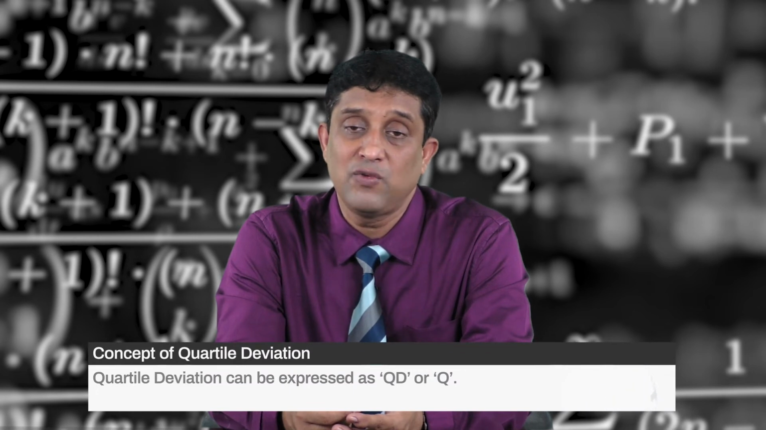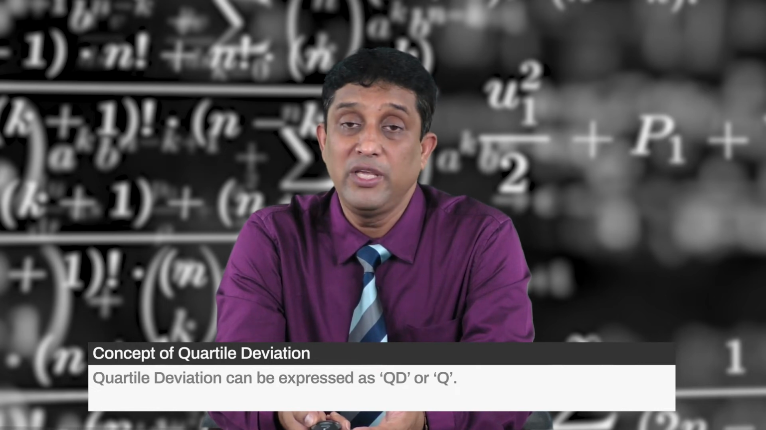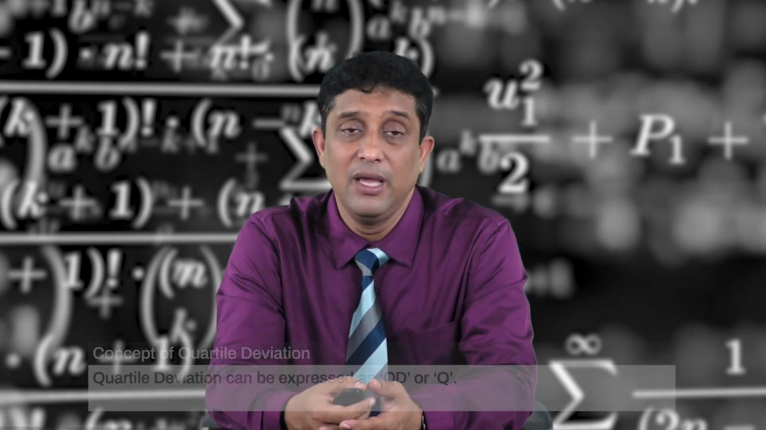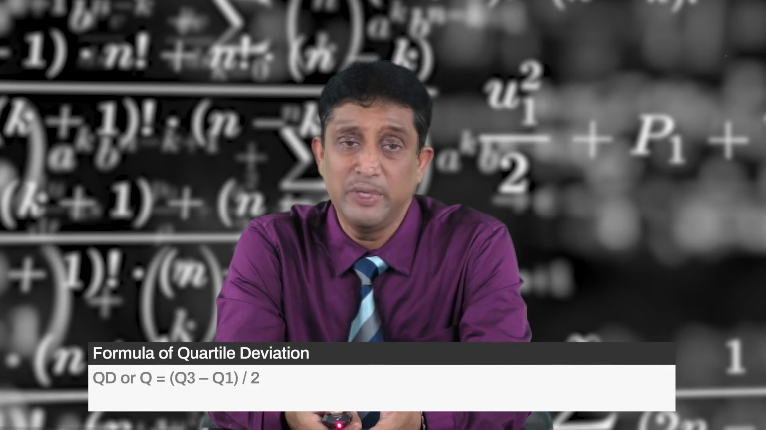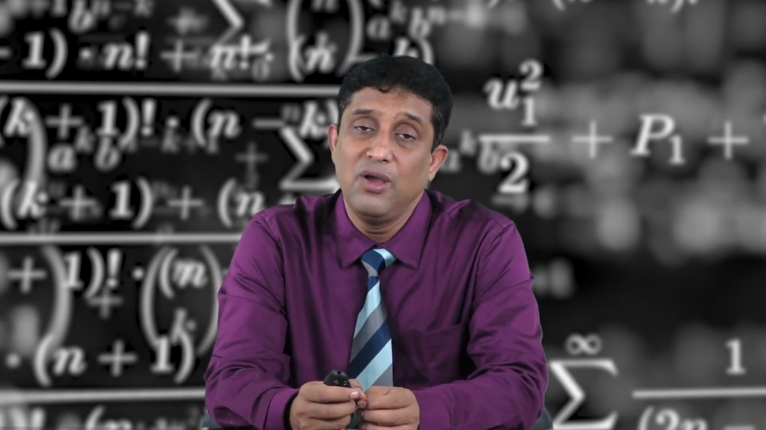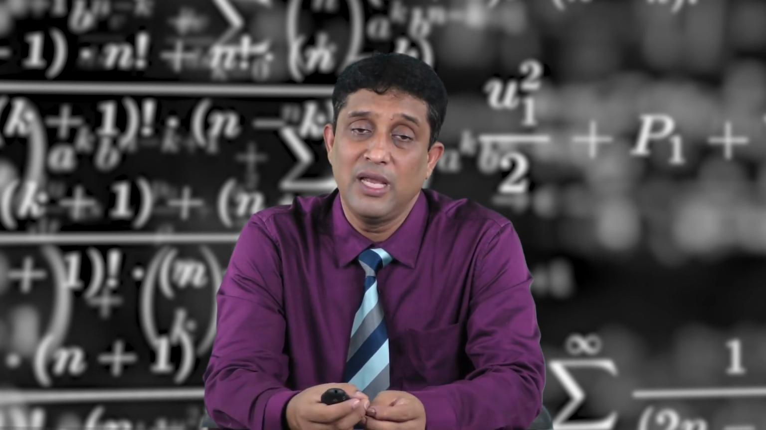And in symbol we can express quartile deviation as QD or small q. So small q implies quartile deviation. This is the formula of quartile deviation: Q is equal to Q3 minus Q1 by 2. So this is third quartile minus first quartile divided by 2. This is one half of the scale distance between the third and first quartile, the scale distance between the 75th and 25th percentile.